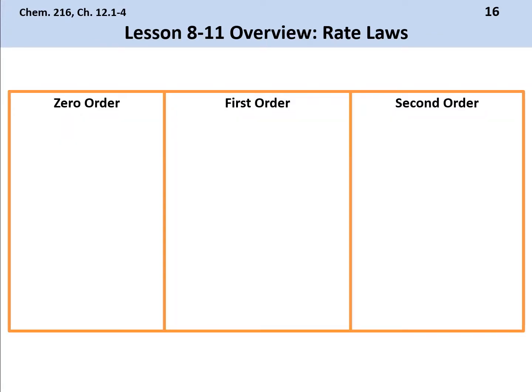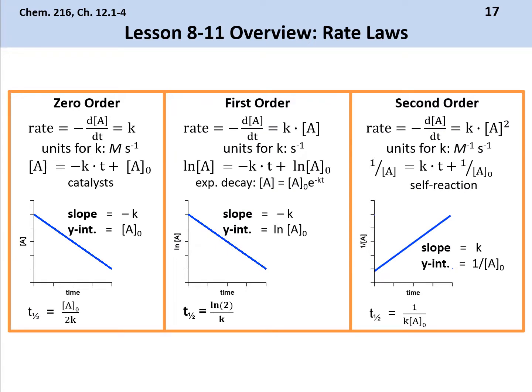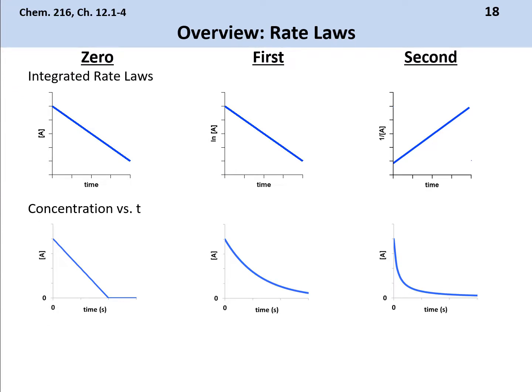Okay, here's that on the screen again. You should know how to do this and understand it. One last thing we should talk about: notice how I have plotted concentration versus time, which gets me a straight line for zero order. ln[A] versus time gives me a straight line for first order. 1 over [A] versus time gets me a straight line for second order.